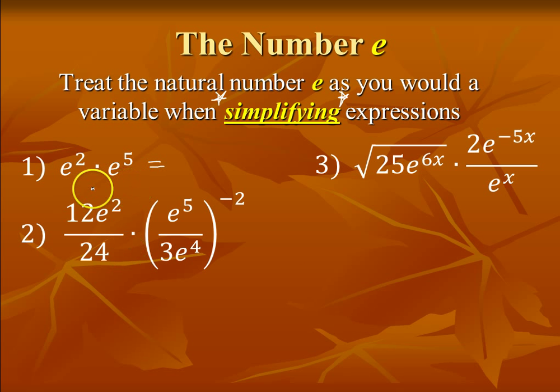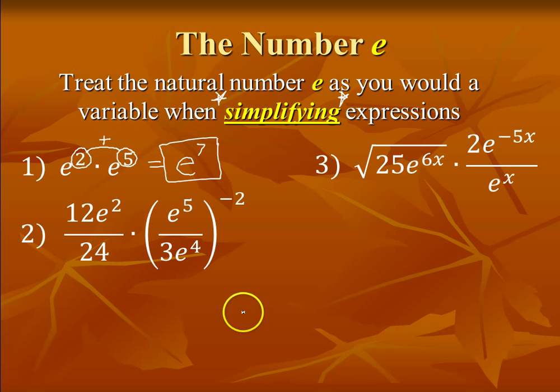Same rules that we've had with numbers and with x's, but now we have e's. So this is a multiplication question. I'm looking at my 2 powers, and since this is a multiplication question, what am I doing to my 2 powers? I have 2 e's, I have 3 e's, so I am adding them to give me how many? Now I have e to the 5th. Okay, that was a simple one.